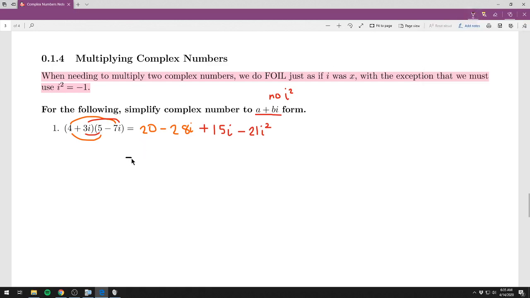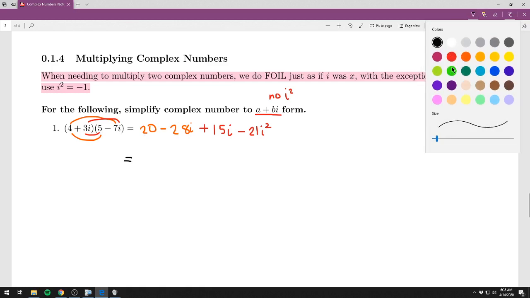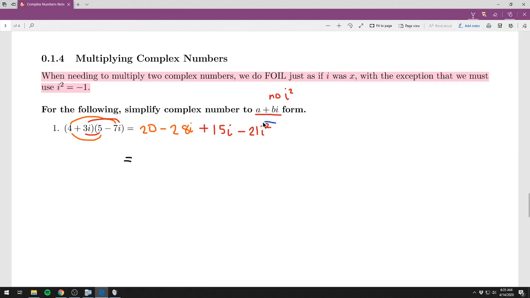Right, once you're here, it's just like the last problem, except you got to make sure you plug in the i squared. That's what I'm going to do first before I do anything else. i squared equals negative 1. I want to make sure I plug that in. So I'm not going to combine anything yet. To simplify, we got 20 minus 28i plus 15i. And then negative 21 times negative 1 changes the sign to a plus 21.